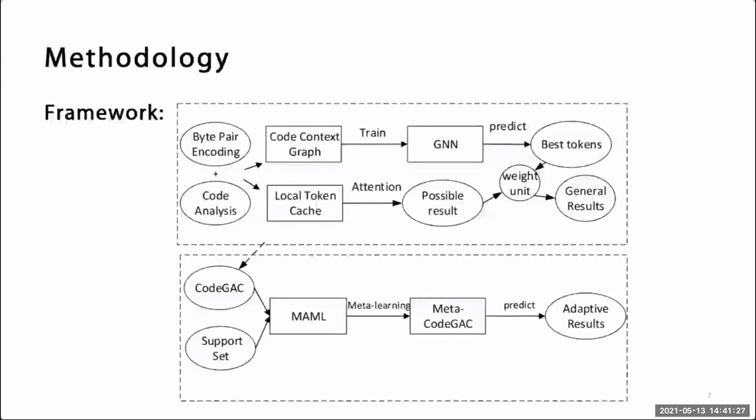The above basic model is called CodeGAC. The following part is the procedure of adaptive code completion with meta learning. Sample the local support set and train CodeGAC with meta learning strategies, so the model can adapt to the local contextual settings with a few-shot samples.